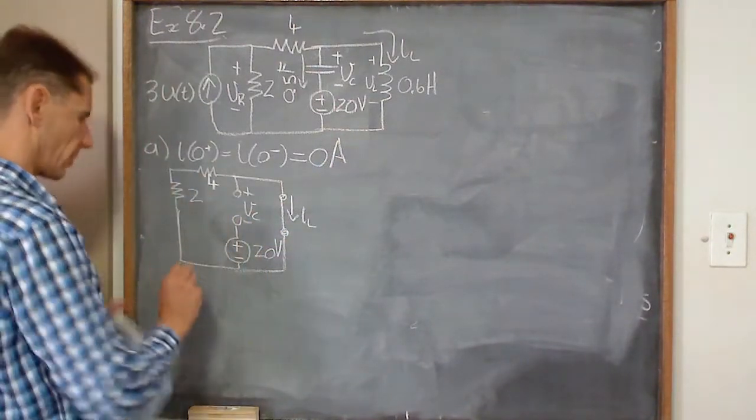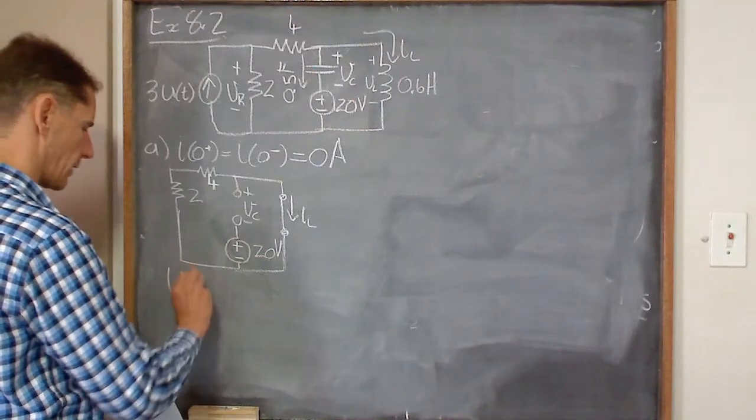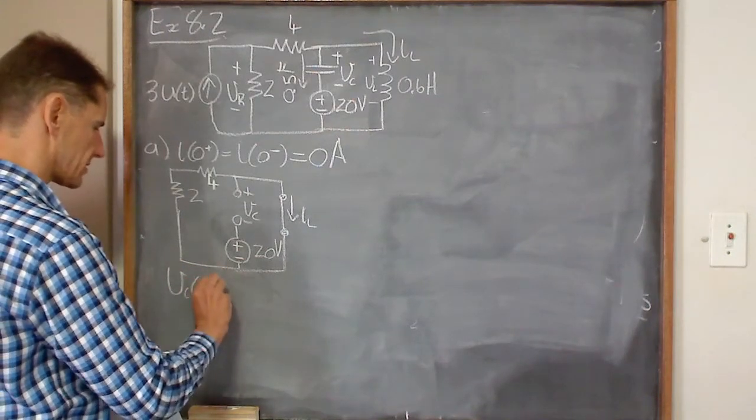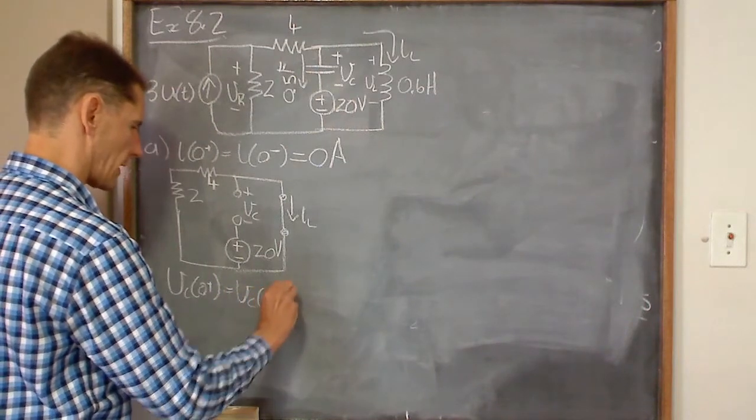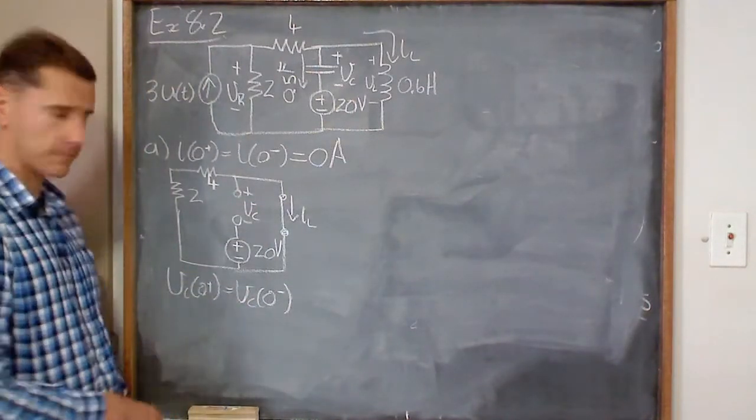The capacitor voltage is a bit more of a sneaky one. VC 0 plus equals VC 0 minus, that we know. So what is the voltage in this thing?